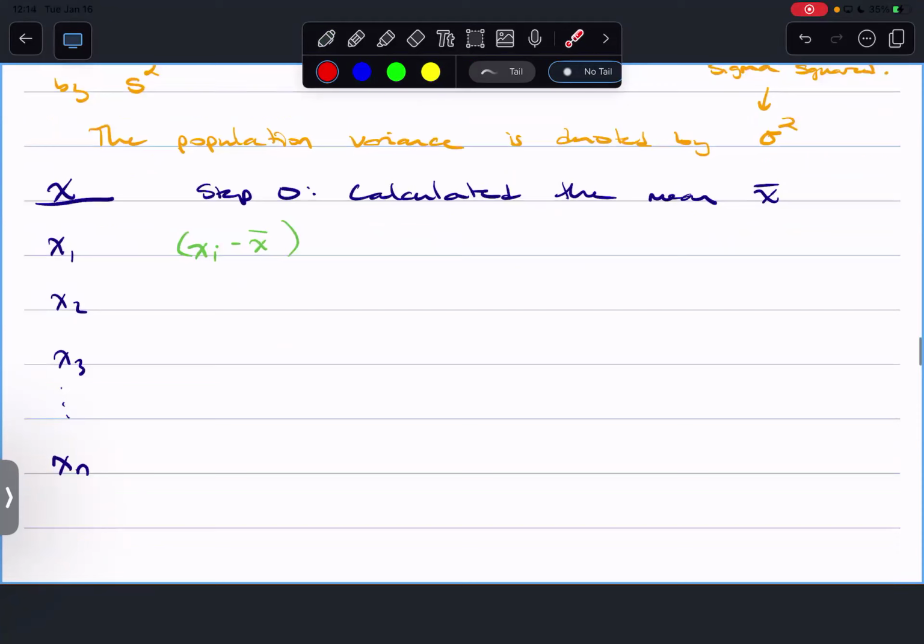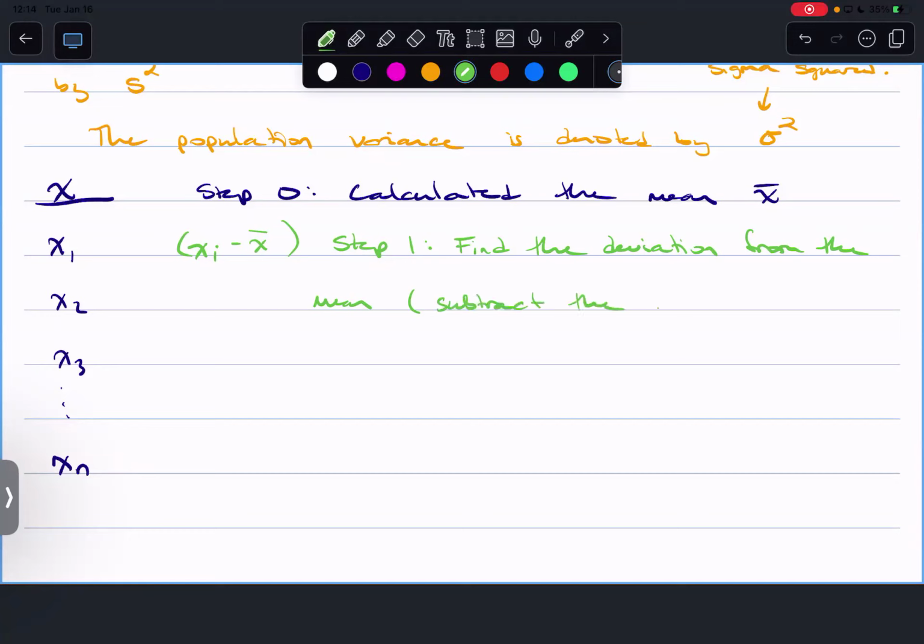Okay, and so here, step 1, find the deviation from the mean, and I will clarify that, from the mean, which means subtract the mean from each data point. Subtract the mean from each point. But we're going to call that the deviation, so it's good to just get in that habit right away.